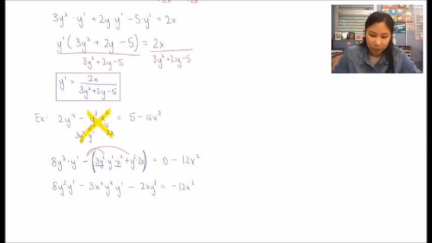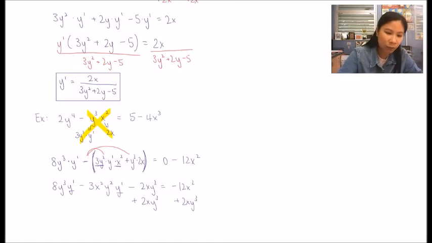Alright, so again, I'm trying to get y prime by itself, which I have y primes here and here. So I want to add the 2xy cubed over to the other side. And then I'm also going to factor out that y cubed.